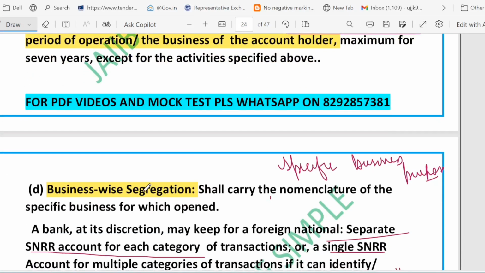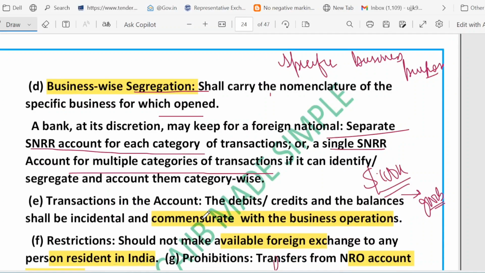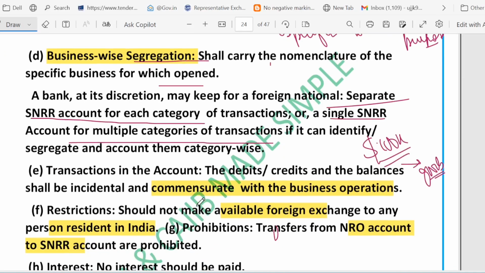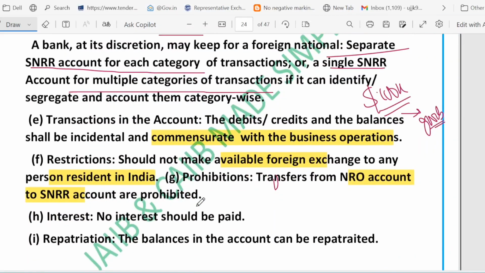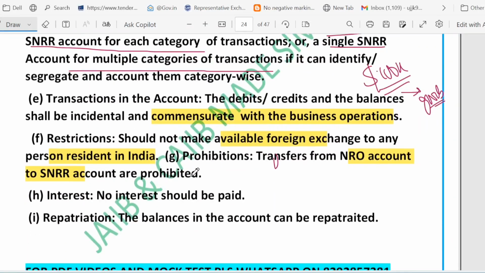Then business-wise segregation, which means for an account named for a specific business, the bank must segregate and identify category-wise. Then transactions, meaning debits and credits, must be incidental and proportionate to the business operation. What about the restriction? You cannot make foreign exchange available to a person resident in India. And the prohibition: no transfer from an NRO account to an SNRR account.